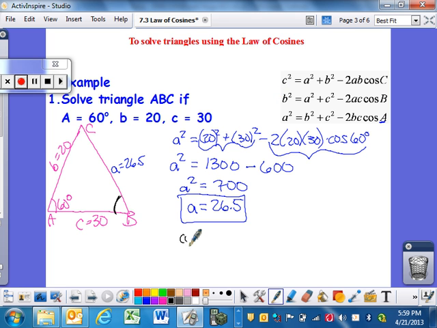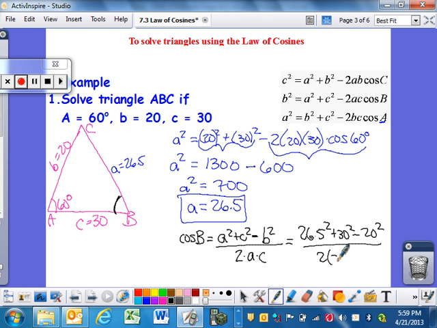I want to find cosine of angle B, and that's equal to, you add the other two letters squared, and you subtract the side letter of the angle you're looking for, all over 2 times the other two sides. Notice that the B's show up twice, A's show up twice, C's show up twice. It's no different than any other formula. And if you dump this in, I now know all of my sides. So I'm going to go 26.5 squared plus 30 squared minus 20 squared all over 2 times 26.5 times 30.